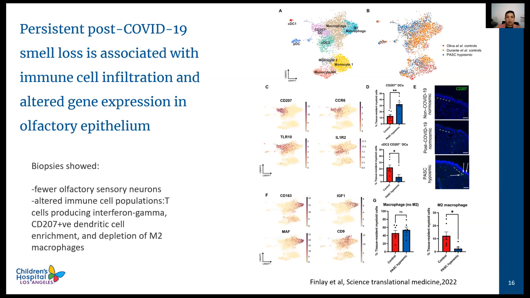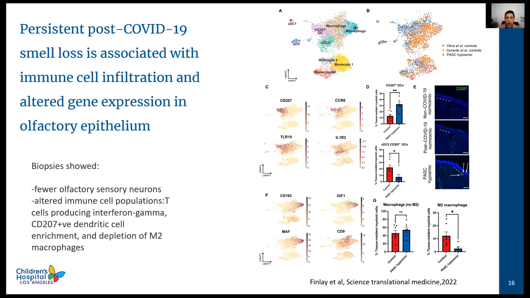This is another study which again recruited patients who had persistent hyposmia, loss of smell, loss of taste, along with other PASC symptoms. And they really found that there was persistent immune cell infiltration and altered gene expression within the olfactory epithelium. The biopsies done in these patients showed that there were fewer olfactory sensory neurons in patients who had decreased hyposmia, and there were, interestingly, altered immune cell populations.